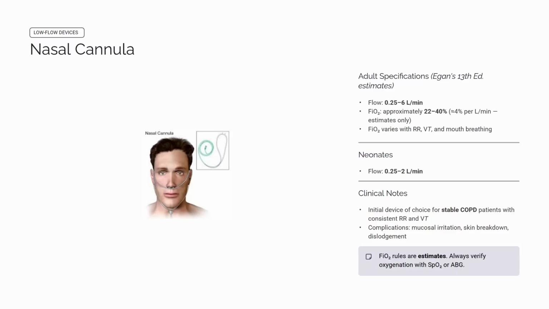It's just an estimate. It doesn't account for a patient's respiratory rate, their tidal volume, or whether they're breathing through their mouth instead of their nose. Two patients on the same 2 liters per minute end up with varying FiO2 ranges.